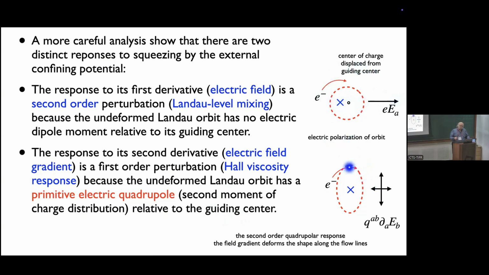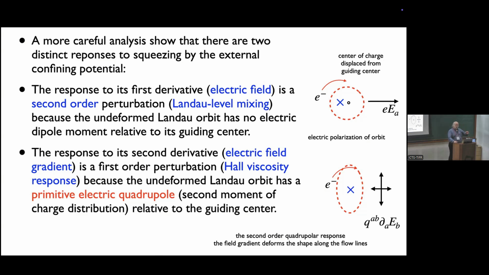But it's a second order effect in the electric field. On the other hand, the response to the second derivative of the potential, or the gradient of the electric field, is a first order perturbation response, because the undeformed Landau orbit has a primitive electric quadrupole, the second moment of its charge distribution. There's no first moment of the charge distribution in the uniform state, but there's a second moment, and that's a fundamental part of the quantum.